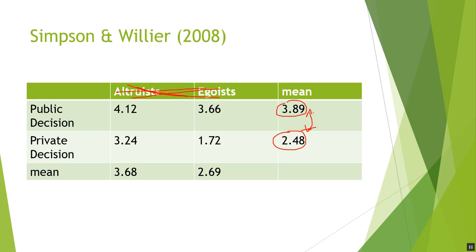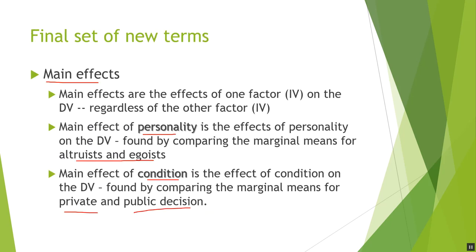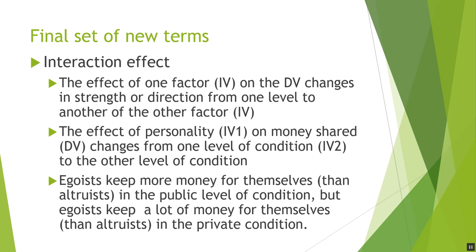And so if we go back here, we see that in this factorial experiment, there is a main effect for type of decision or condition, because there is a difference between these means. And there's also a main effect for personality type, because there's a difference between these marginal means. And so going back to what I was saying before about a simple experiment, we get those two simple experiments back out of the factorial design.